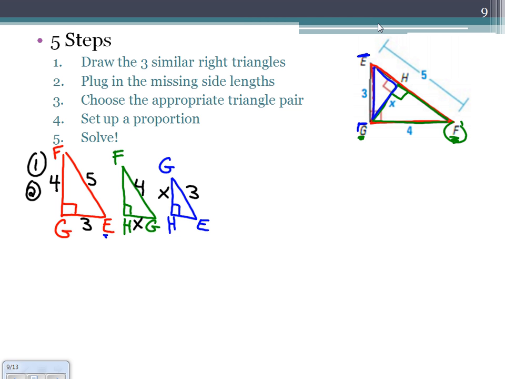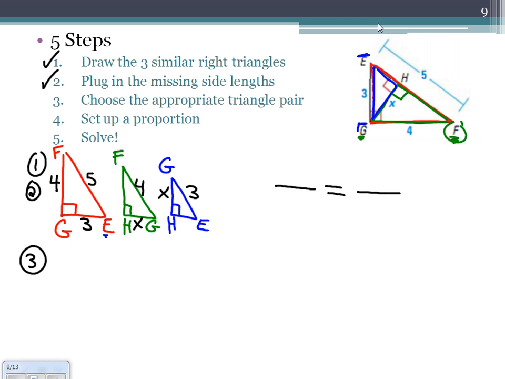At this point, we've done step 1, and we've done step 2. Step 3 is to choose the appropriate triangle pair. So what you need to look at here is what sides are given. We want to set up a proportion. We want to set up something that looks like this. Right? So we need to have matching or corresponding sides. If you look at the blue and the green, we have the bottom piece for the green, but that's missing for the blue. We have the side for the GH, for the blue, but we're missing it for the green. So those two sets are not going to work. Do you see how the sides are missing?